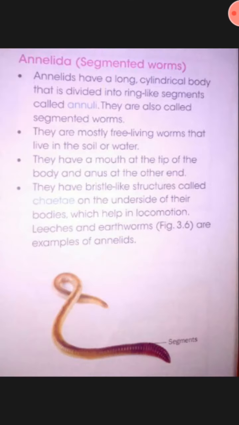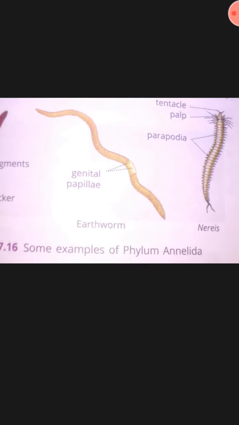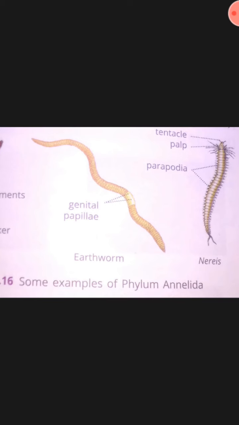Now, examples of Annelida: earthworm, Nereis. You know it very well. Earthworm is also known as the farmer's friend. Sometimes the question has been asked, why is earthworm known as the farmer's friend? You know it very well. Earthworm keeps interchanging the top soil with the lower layer and thus increases the fertility of the soil.